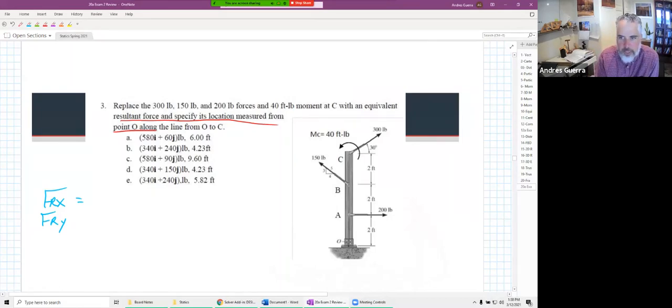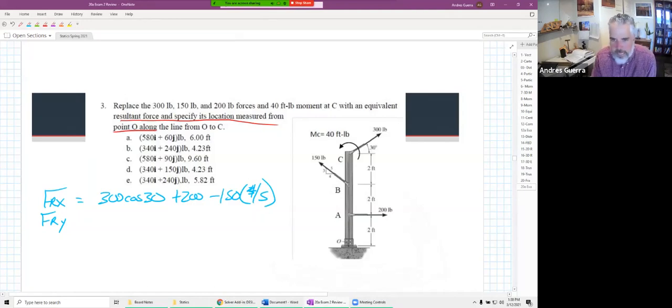So F_RX would be 300 times the cosine of 30 plus 200 minus 150 times 4/5. And so we figure out an exact number there for F_RX. F_RY is going to be 300 times sine 30 plus 3/5 of 150. And so now we have F_RX and we have our F_RY. Now we can draw our equivalent system.